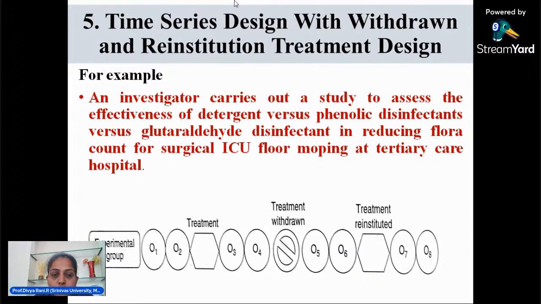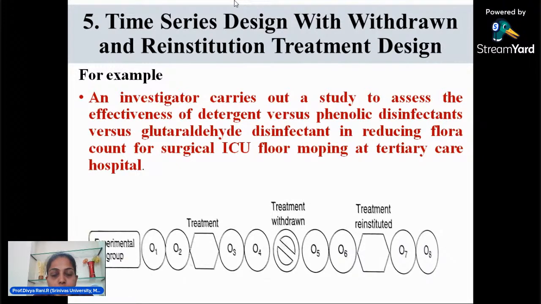So in order to do this study, this study is done only in the experimental group. In the experimental group, first they will check the floor of the particular ICU for the bacterial count. Then after that, they will treat. After a series of observations, maybe on a monthly basis, the treatment will be given with the phenol.